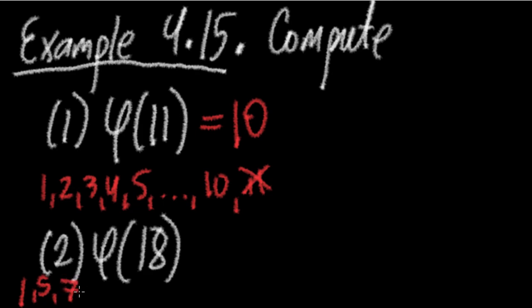7 is a yes. 7 is prime. 8 is not, both divisible by 2. 9 is not, both divisible by 3. 10 is not, both divisible by 2. 11 is a yes, since 11 is prime. 12 is not, divisible by 2. 13 is a yes. 14 is not, divisible by 2. 15 is not, divisible by 3. 16 is not, divisible by 2. 17 is a yes. And I think that's it. So the phi of 18 is 6.